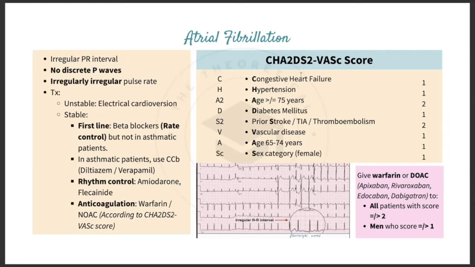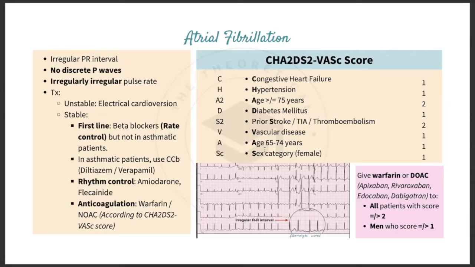So C for congestive heart failure, H for hypertension, A2 for age more than or equal to 75 years. So for that, you give 2 points. D for diabetes mellitus, 1 point. S2, prior stroke, transient ischemic attack, thromboembolism, 2 points. V, vascular disease, 1 point. A, age 65 to 74 years, 1 point.